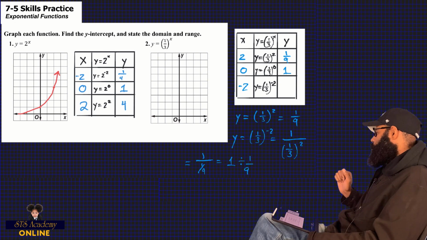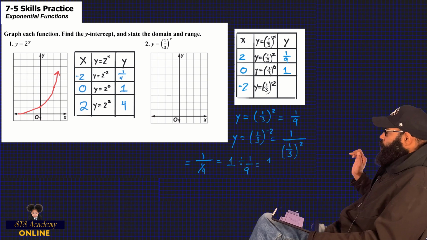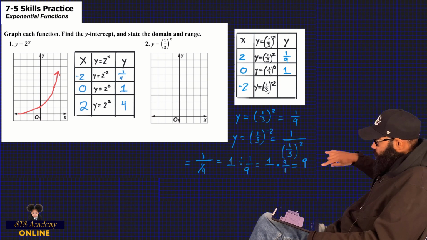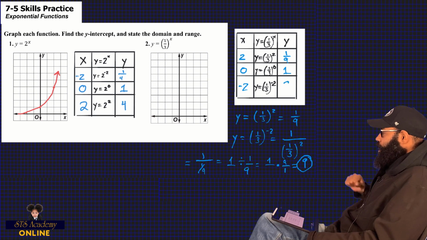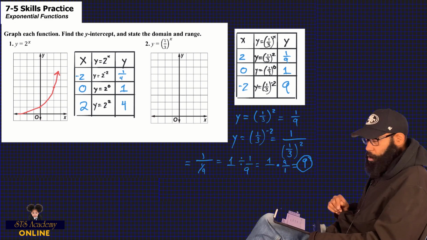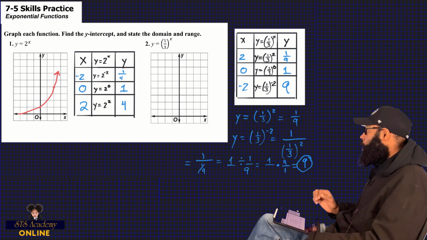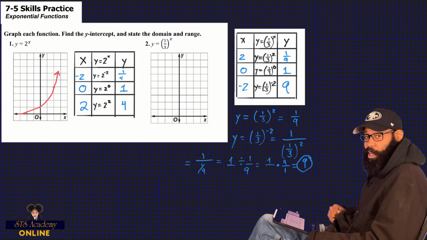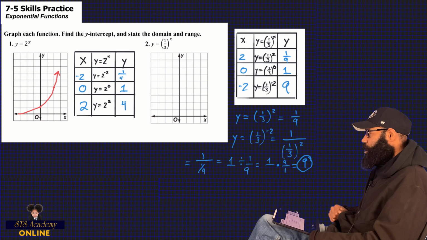So 1 divided by 1/9. And you see, this is now again knowing how to divide fractions. 1 times, take the reciprocal, 9 over 1, and you're going to get 9. Rewind that if you need to. But I got my points. And I'm good. That's what I mean by I like it, guys. I know what I'm doing. I can simplify to find the value that I need.